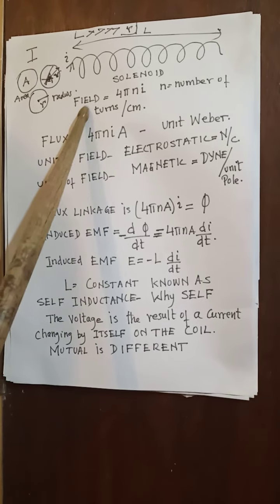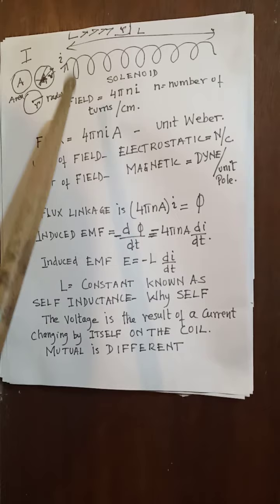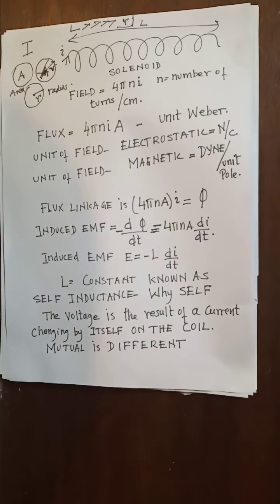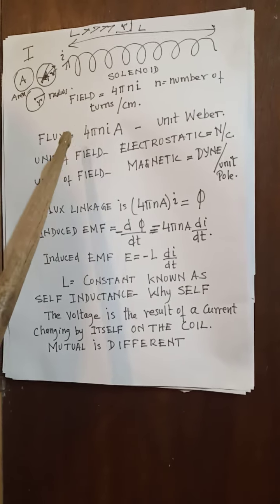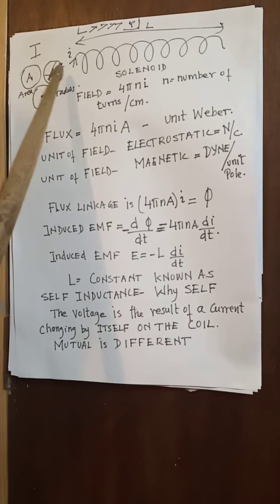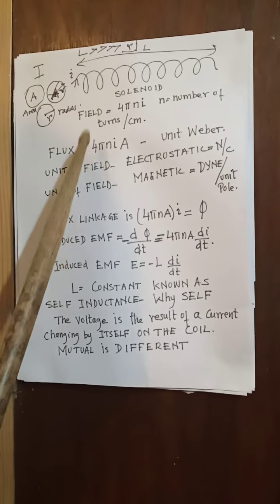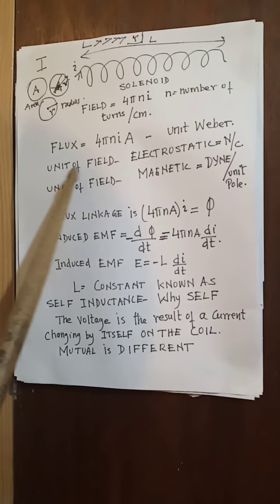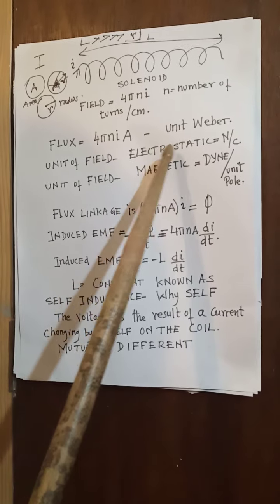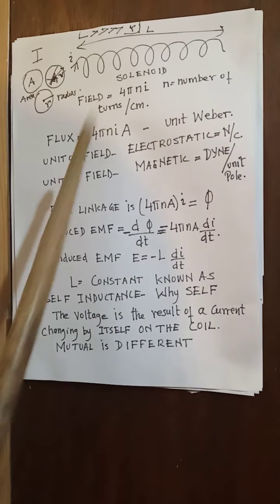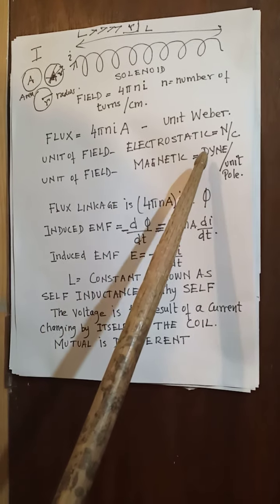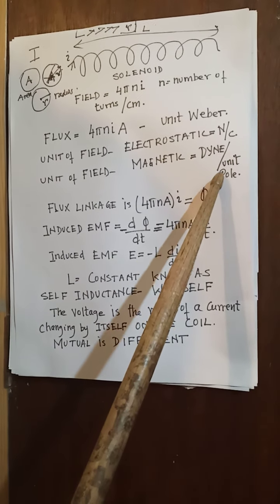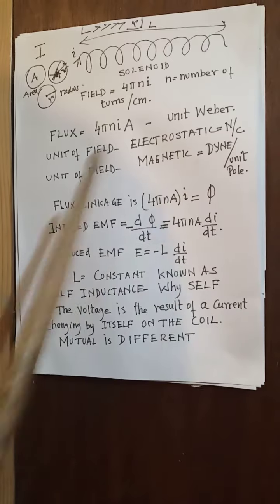So now, the field is 4 pi Ni. You have seen that in the solenoid, N is the number of turns per centimeter. Flux is field into area: 4 pi NiA, and the unit is Weber. You know this. The unit of field in electrostatics is Newton per coulomb. In magnetism, it is dyne per unit pole.